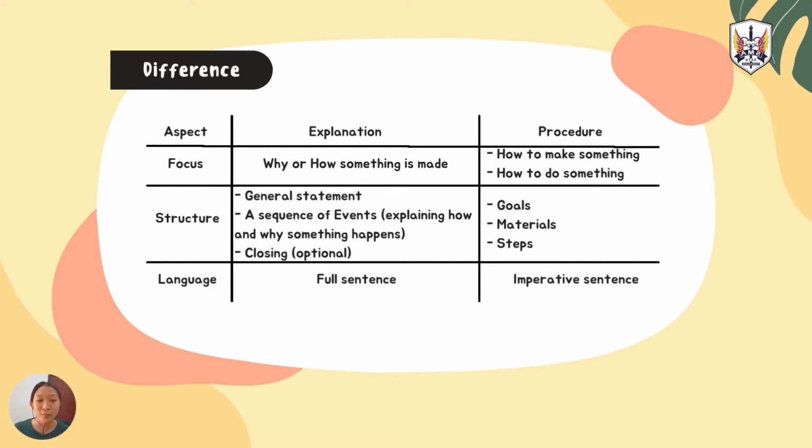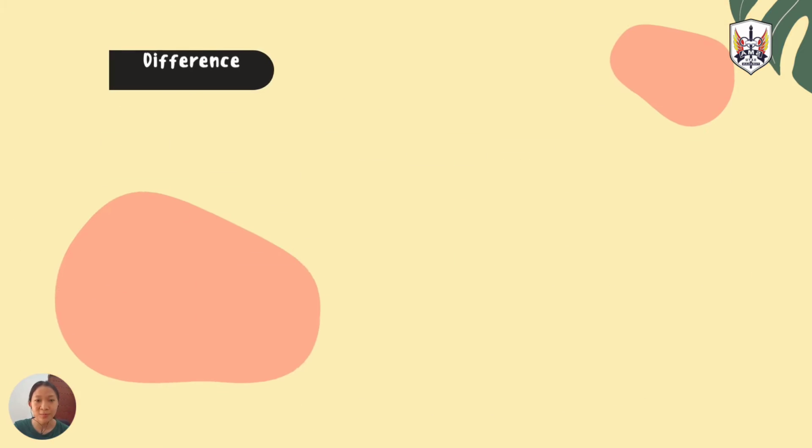Second aspect, the structure part. As I said before, explanation text contains general statement, sequence of events, and closing, while in procedure text, there are also three parts: goals, materials, and steps. The last aspect that we can look at is language. In explanation text, we use full sentences, while in procedure text, we use imperative sentences.